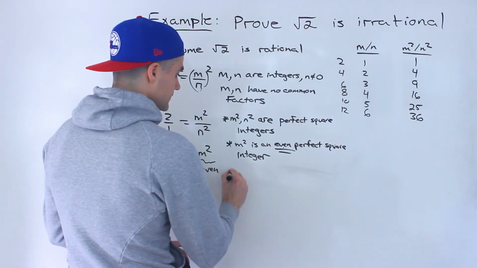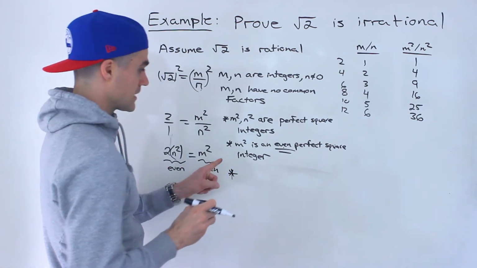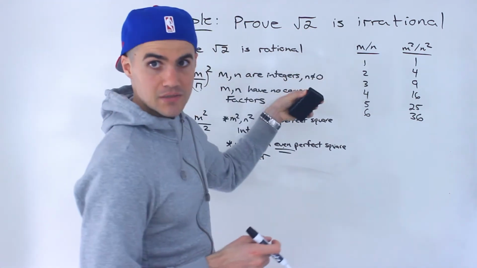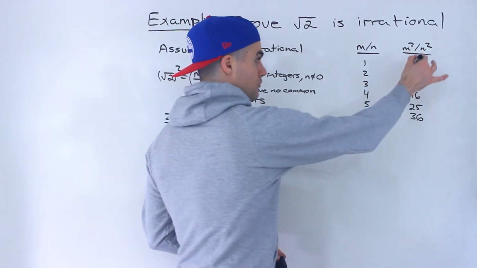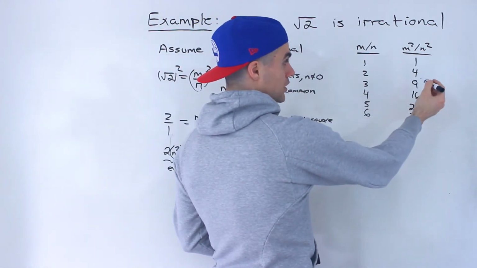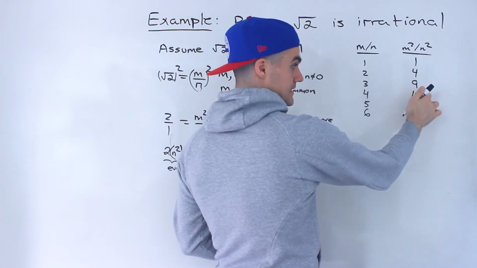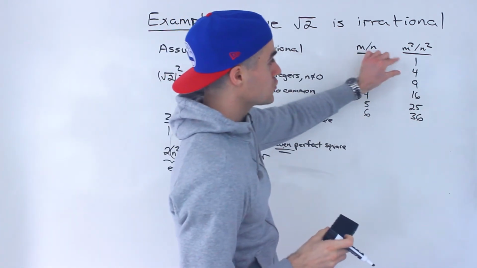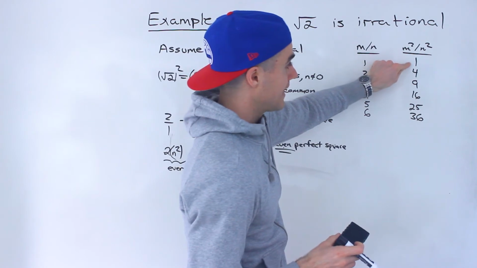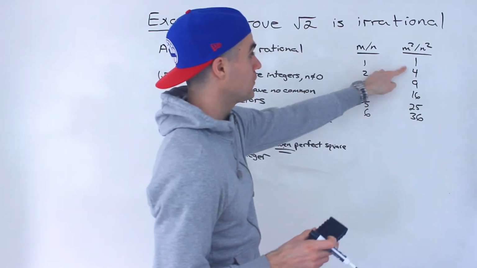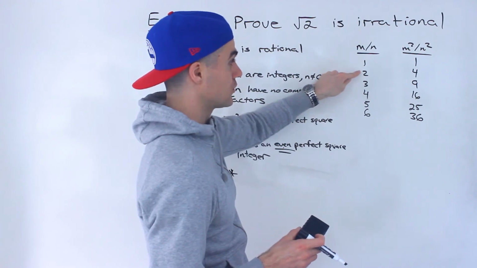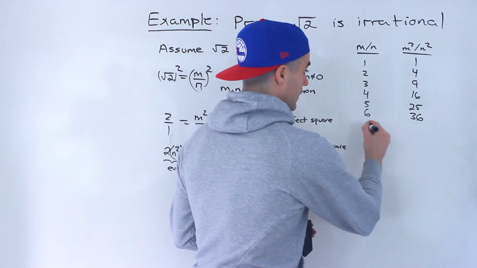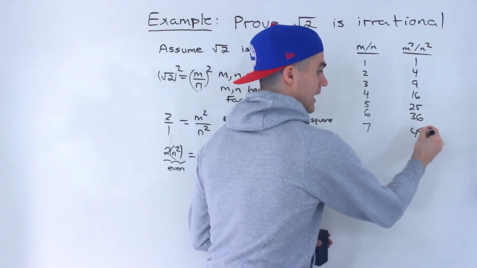And that's interesting because what that means is that the m has to be even as well. Because if we go through these perfect square integers, which ones are going to be even? Well, notice the 4 is even, the 16 is even, the 36 is even. The others are odd. So notice when we square root an even perfect square integer, what do we end up with? We end up with an even integer. Notice 2, 4, 6, right?